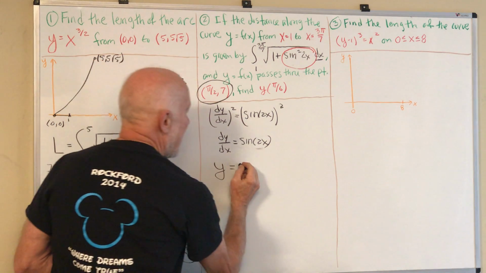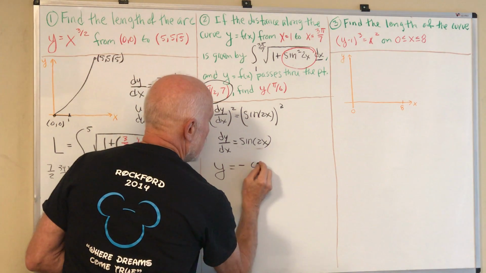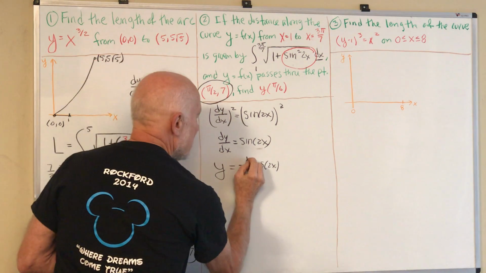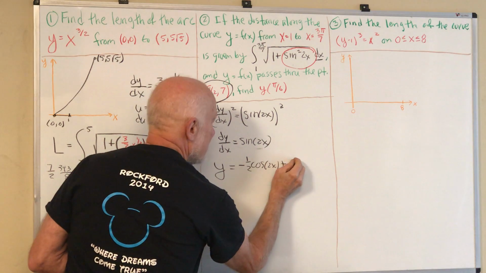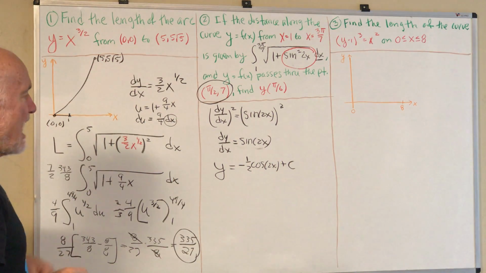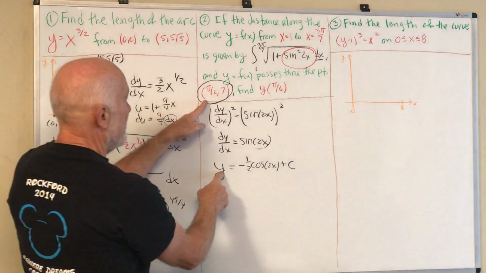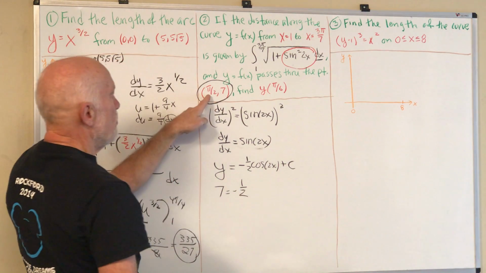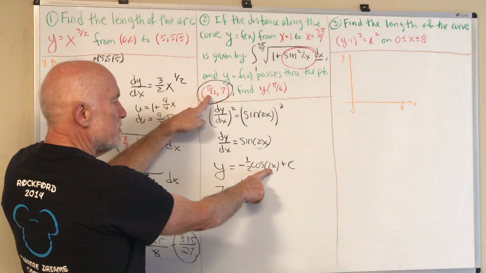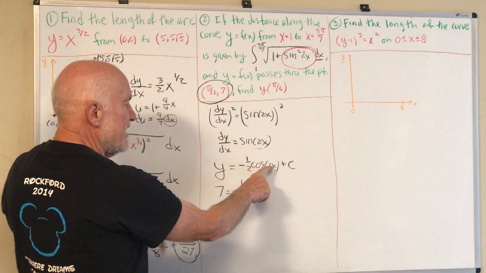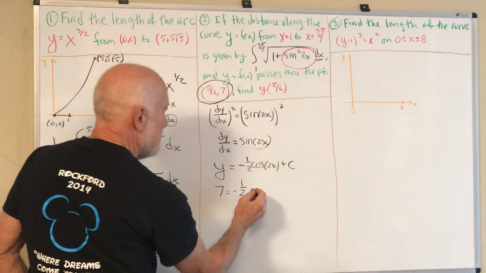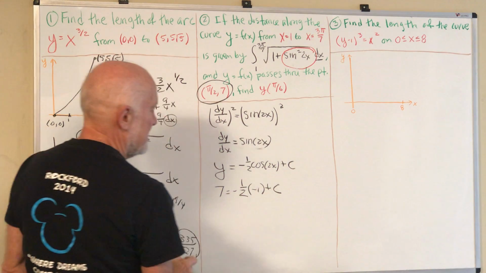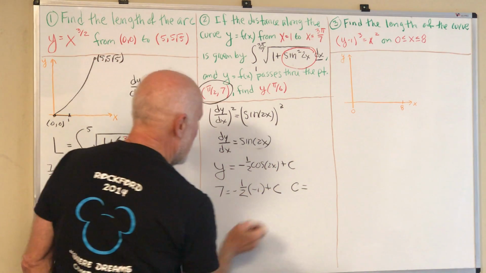The antiderivative of the sine is minus the cosine. Then we have to divide by 2, plus c. And now we use our initial condition that y is equal to 7 when x is equal to pi over 2. Well, that makes the cosine of pi, so a negative 1, times negative 1/2 plus c. So what does c have to equal?